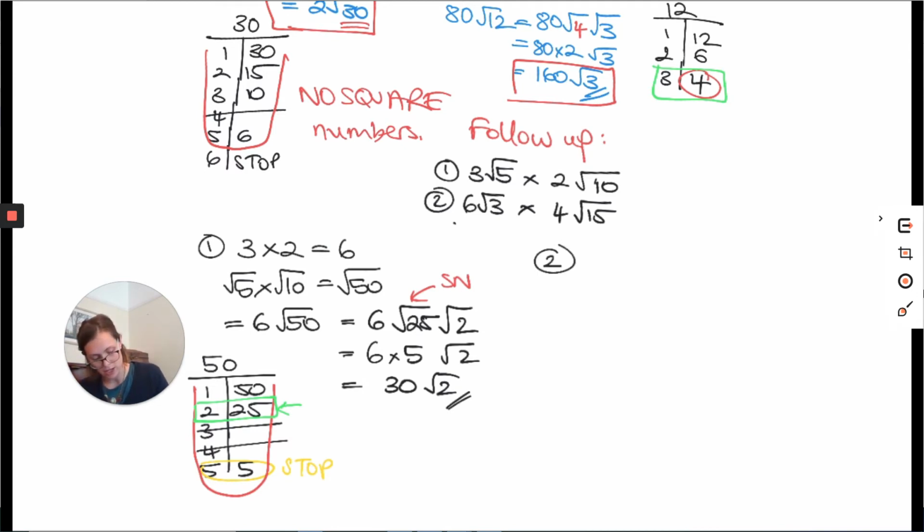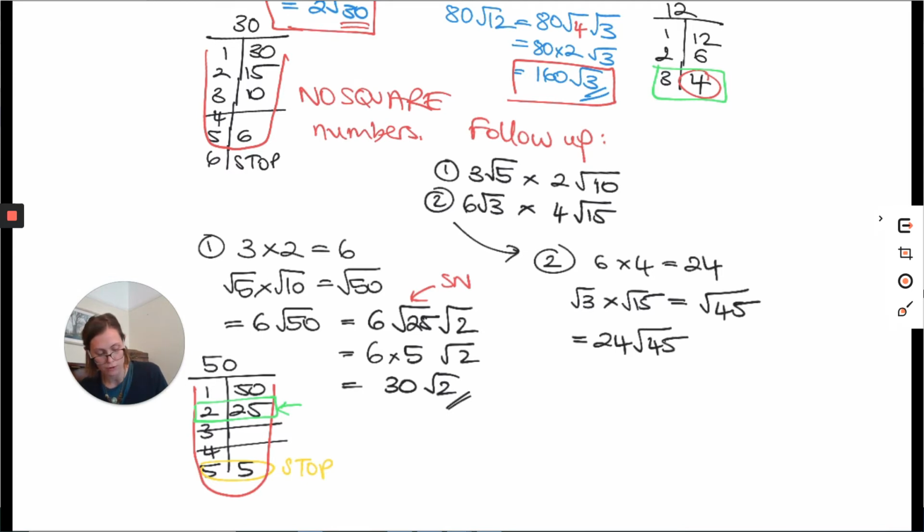So the second question here, you've got number times number, so 6 times 4 is 24. Surd times surd, root 3 times root 15. So 3 times 15 makes it root 45. So first round, the answer is 24 root 45. But you now have to check whether you can simplify 45. So 45 is 1 and 45.